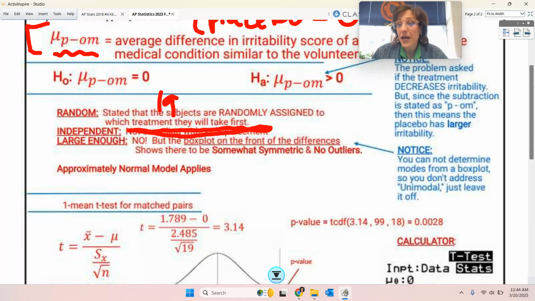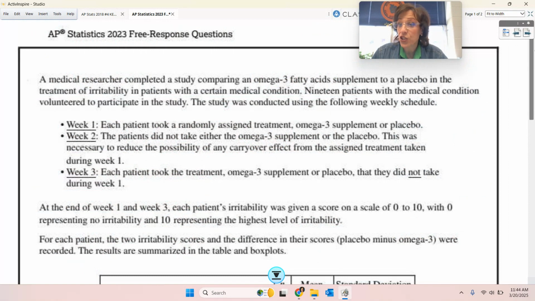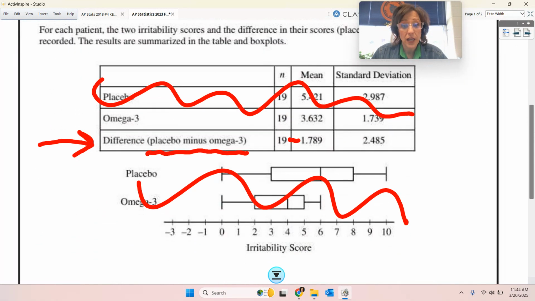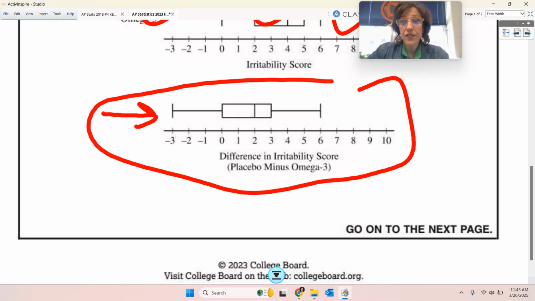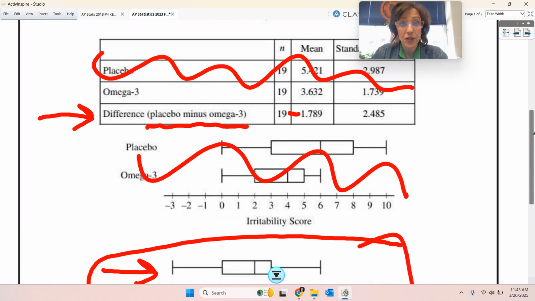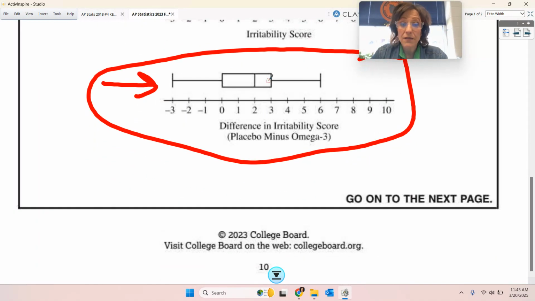So the box plot, we need a picture, okay? And they gave us a picture, but it was not a dot plot. They gave us this box plot of the differences. So do make sure you say the box plot of the differences, so they know you're talking about that one and not this here. So this box plot of the differences is somewhat symmetric, and the modes I don't know.